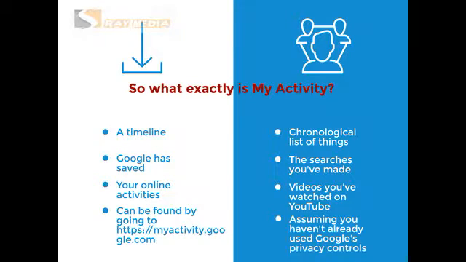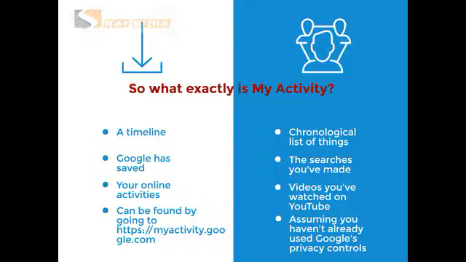So what exactly is My Activity? It's basically a timeline that shows you what Google has saved about your online activities going back as far as Google has been tracking them. You can find it by going to https://myactivity.google.com. Note you'll probably be prompted to re-enter your password as a security measure.